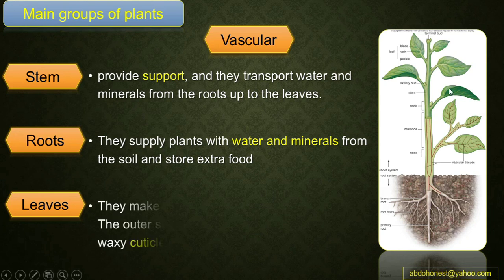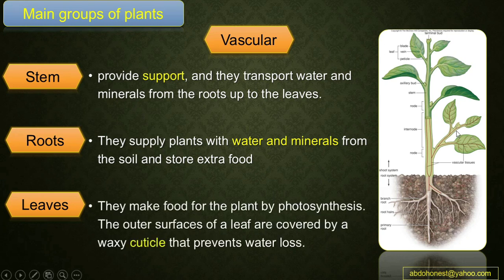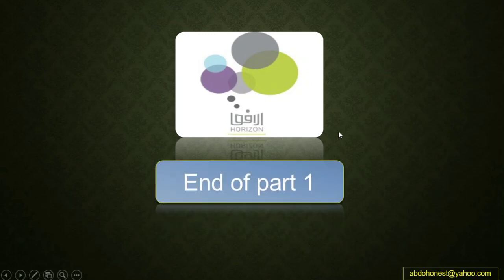Finally, the leaf, which is the place where the plant makes its own food by photosynthesis. These leaves, guys, are covered by a waxy cuticle that can prevent water loss, and they also have pores that can take in carbon dioxide, underneath the leaf, which are called the stomata, and so on. Okay, so guys, this is something about the vascular plant.